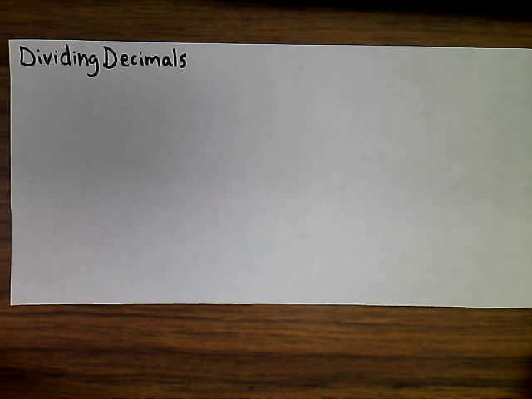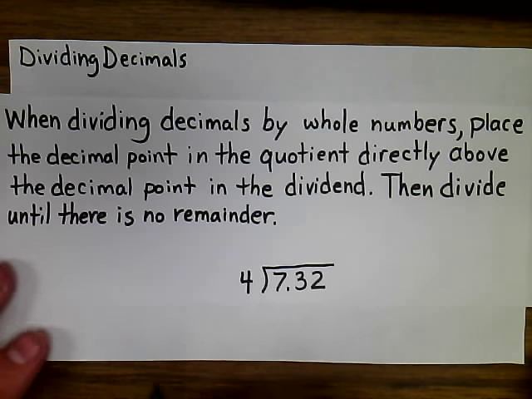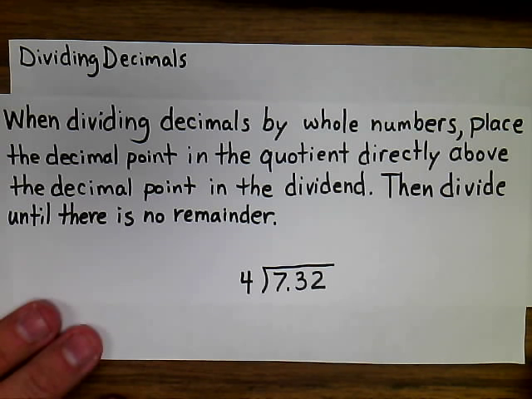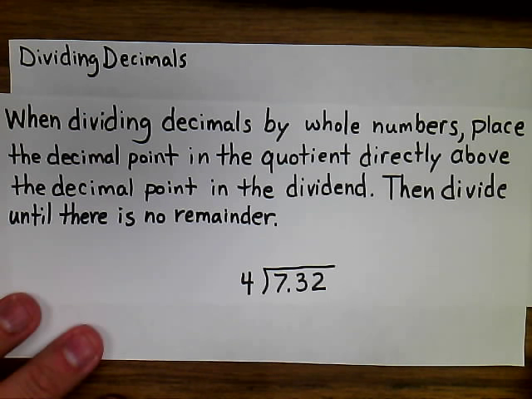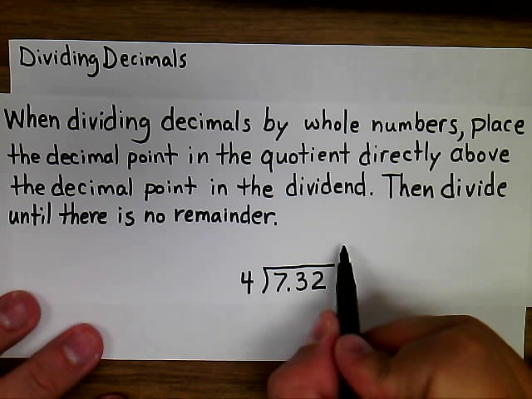Today's video is on dividing decimals. When dividing decimals by whole numbers, you place the decimal point in the quotient directly above the decimal point in the dividend. Then divide until there's no remainder. Remember, this is your dividend, this is your divisor. You put your quotient up top.